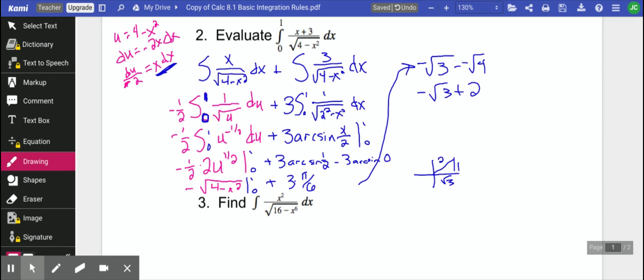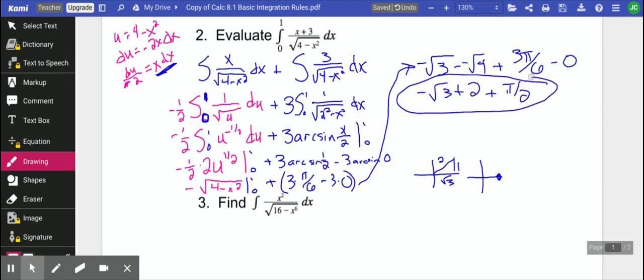And then arcsine of 0, we're thinking about where is the sine 0, and that's going to happen right here at 0. So this is minus 3 times 0. And so we get, for this part, plus 3 pi over 6 minus 0, so plus pi over 2. So this is our exact value answer, or if you wanted to put it in your calculator, 1.839. Okay. All right. We got time on this video.